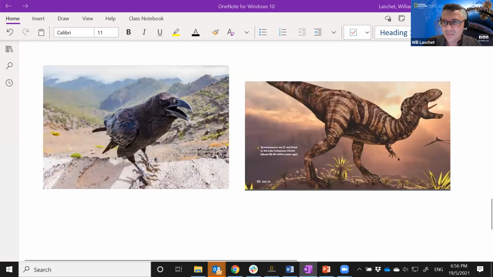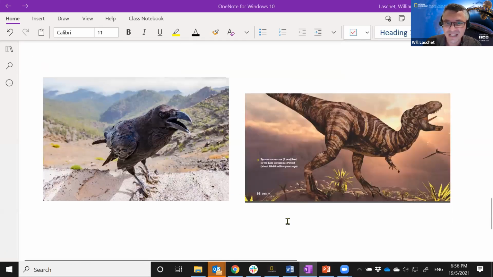Is it convincing? What do you think? Do you think that there could be a link here between dinosaurs and birds? Not enough evidence. Sure, of course there's not. This is only really just for fun, but we can see the similarities, right? We can see that there are definitely similarities there.